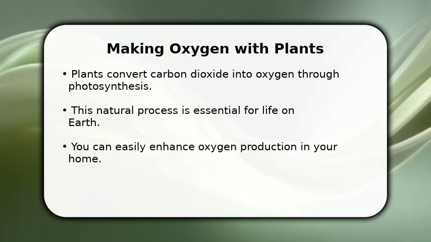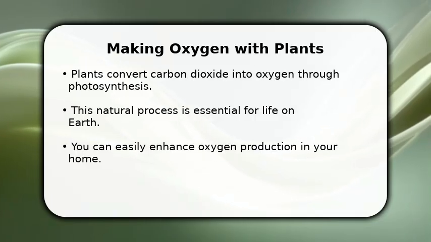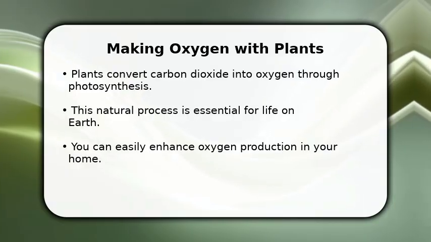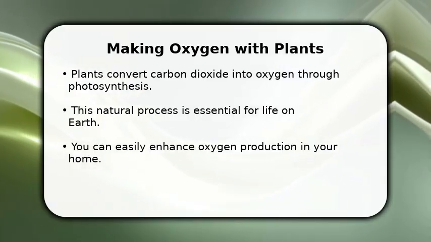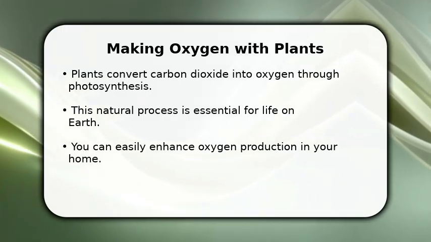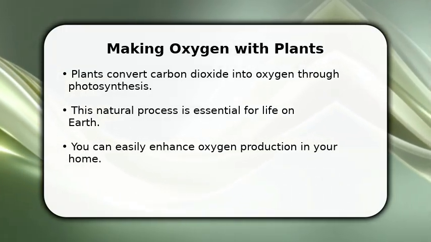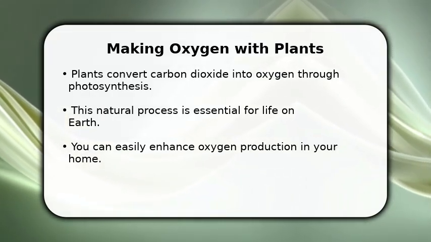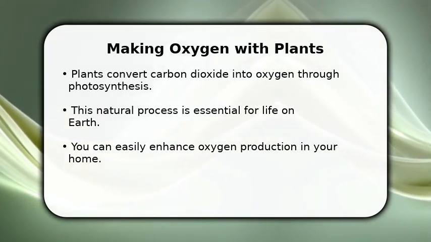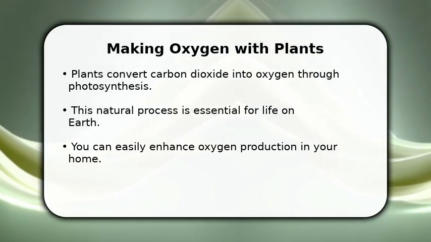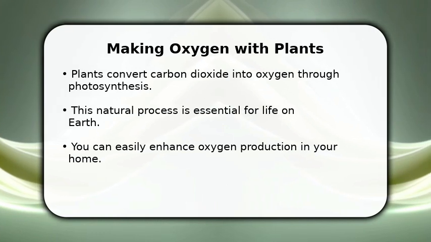In this video, I will explain how to make oxygen from plants. Plants are incredible living organisms that perform a vital function for our planet. They produce oxygen. This process, called photosynthesis, uses sunlight, water, and carbon dioxide to create the air we breathe. Understanding how to optimize this natural system can help you improve air quality in your own environment. We'll explore simple steps to maximize your plant's oxygen output.